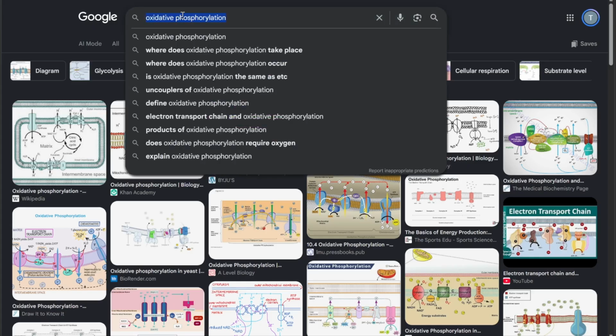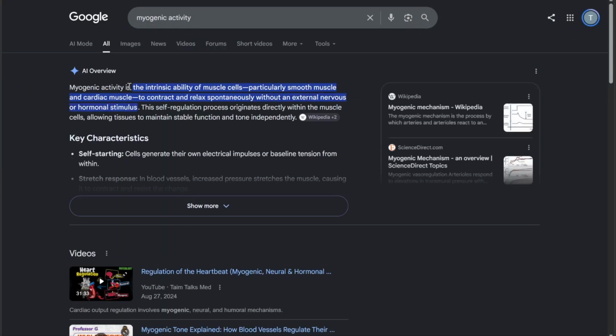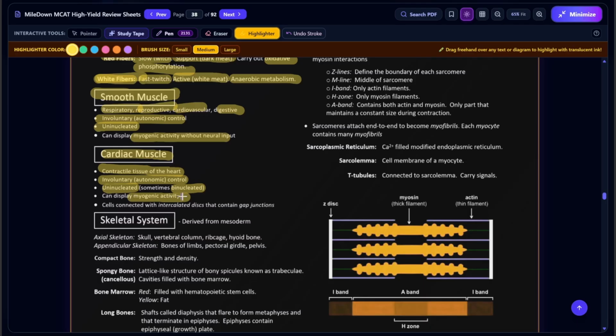So myogenic activity, by the way, is the intrinsic ability of muscle cells, particularly smooth muscle and cardiac, to contract and relax spontaneously without any other stimulus. So that's just what it means about myogenic activity.